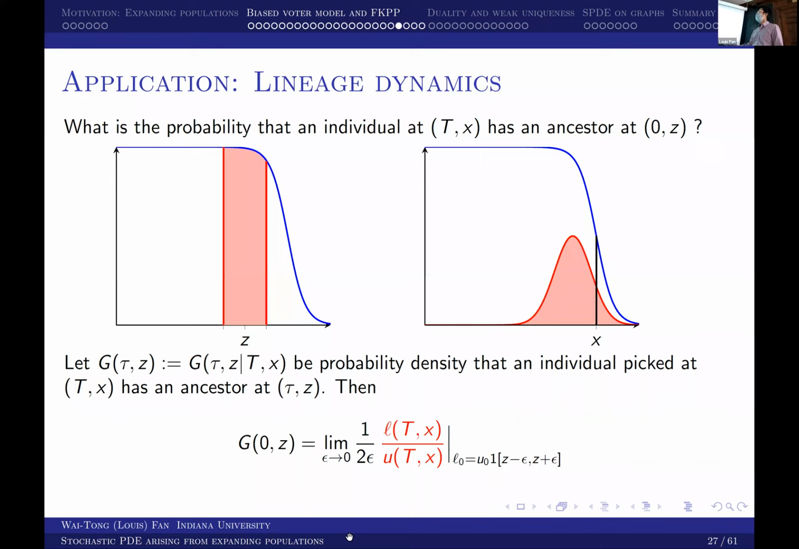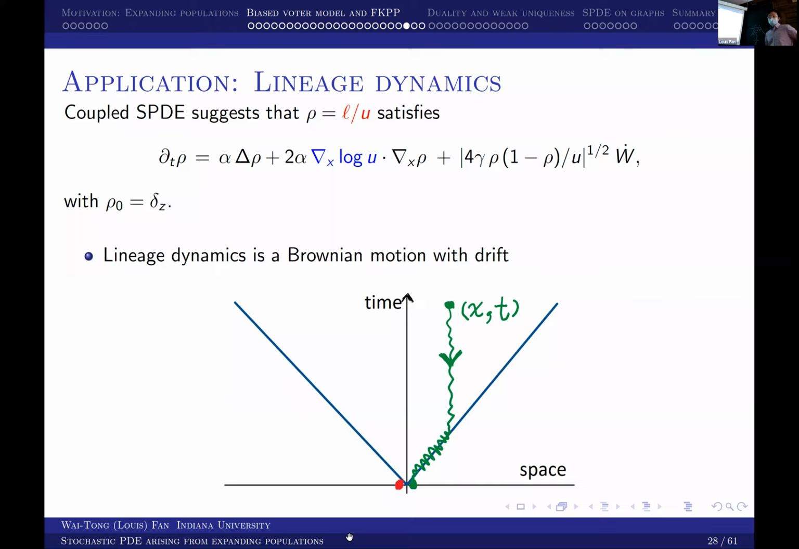In the previous part, we had an equation for the joint distribution of L and U. So we can use that to look at this probability. Writing it down, of course, there is some heuristic here, because we have to look at the width and then let it go to zero. So it is not totally rigorous, but we can look at it and get a guess for the lineage dynamics, which can actually be made rigorous in some cases.